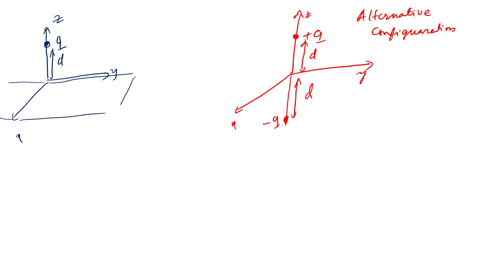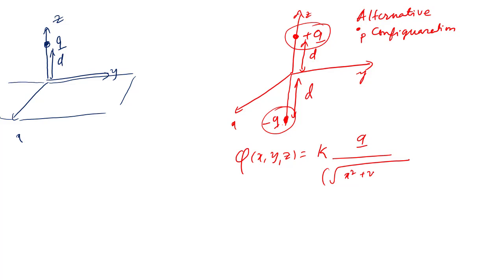So if you want to write the total potential in this case, phi of x, y, z, then you have the potential from the positive charge plus potential from the negative charge. Potential from the positive charge should be k times q by, if you are, say, at some point p, right? Then your denominator would be x squared plus y squared, and notice that the charge is d above the z axis, so the z coordinate will have z minus d squared.